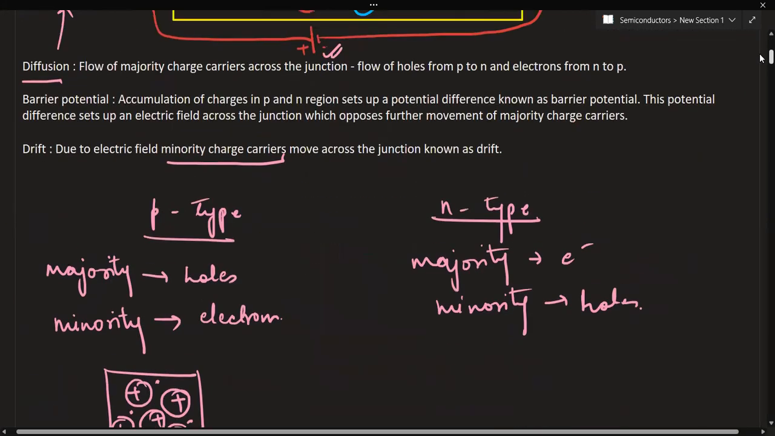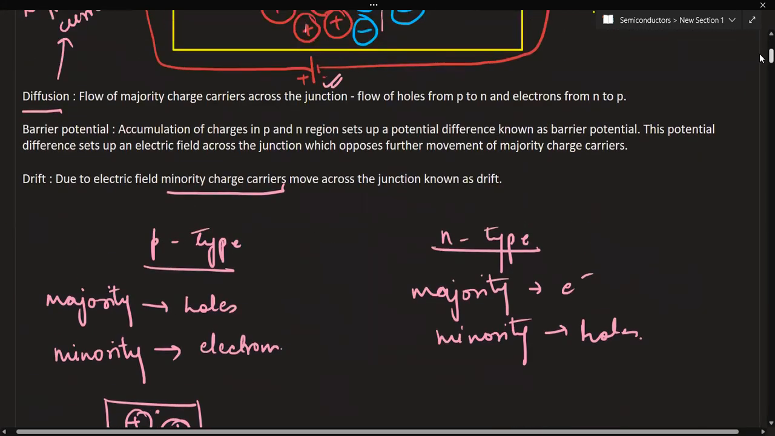Now see, diffusion process occurs and drift occurs. These are the two contrary processes that occur. In case of diffusion, flow of majority charge carriers occurs across the junction. This is known as diffusion.